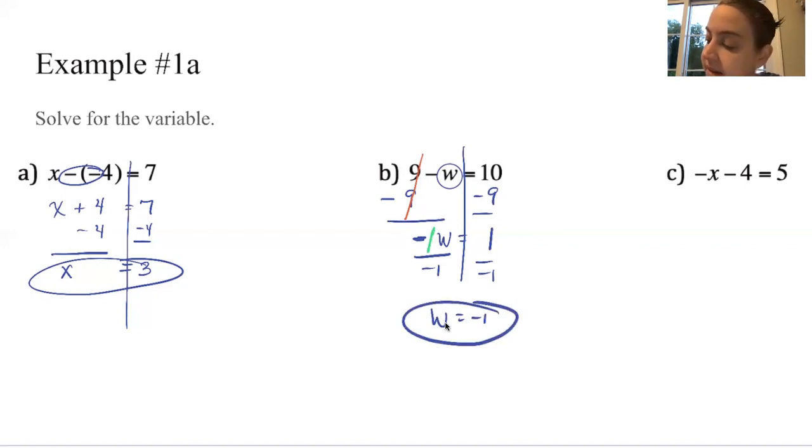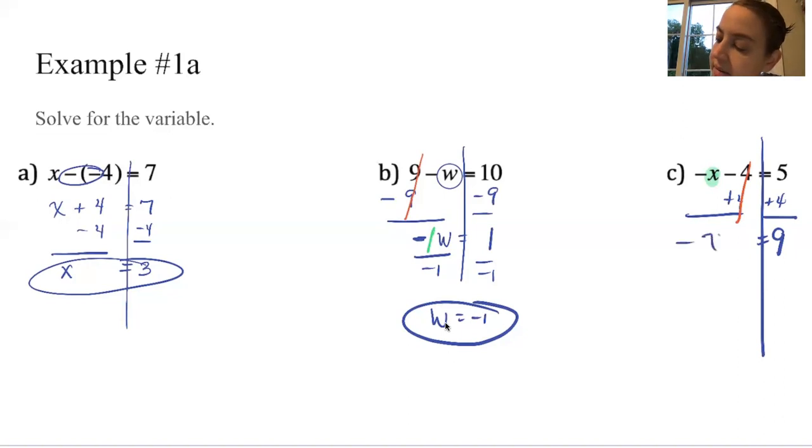For letter C, again, you want to solve for x. Maybe I'll highlight that instead. Solve for x. So our job is going to be to add 4 to both sides. When I say both sides, I mean both sides of the equal sign. 5 plus 4 is 9. -4 plus 4 is 0. Those cancel out.